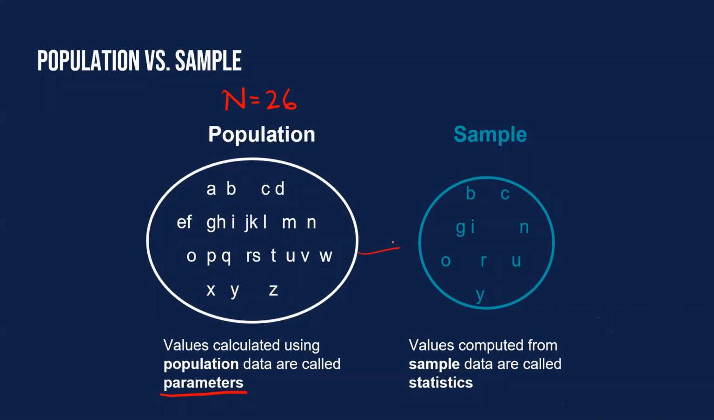But instead, suppose you took a small sampling of letters. 1, 2, 3, 4, 5, 6, 7, 8, 9. Yep, so our sample size here is 9. If we were to calculate the average income of this sample here, this would be a statistic.